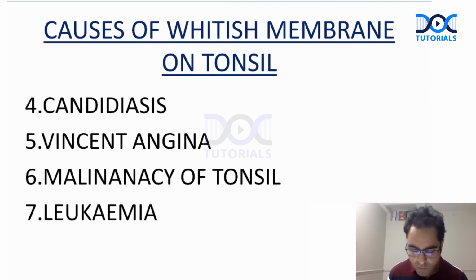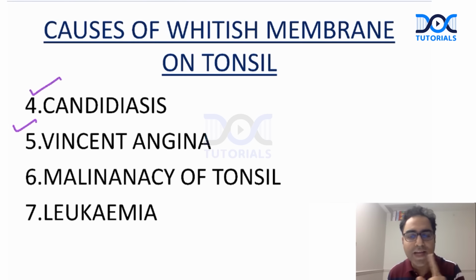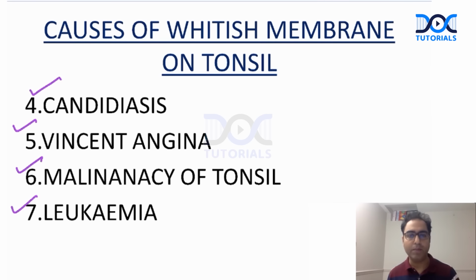Okay, now what are the other causes? Number 1 was acute membranous tonsillitis. Number 2, infectious mononucleosis. Number 3, diphtheria. Number 4, of course, candidiasis. Number 5, Vincent angina, not Ludwig angina. Ludwig angina was in the chin area. Vincent is in the tonsillar area. Whitish membrane, grayish white membrane, dirty grayish membrane. Then malignancy and leukemia.